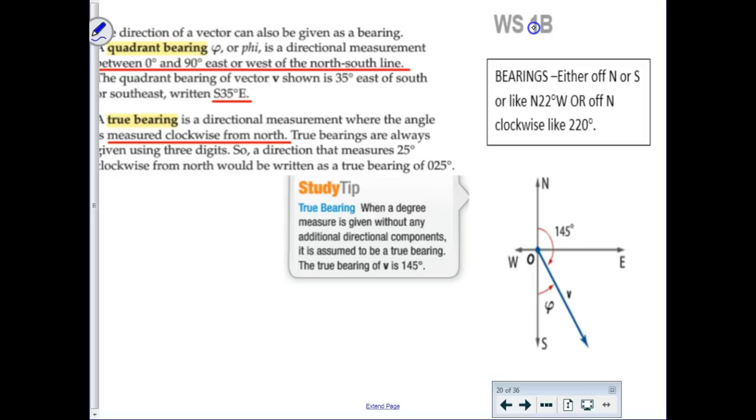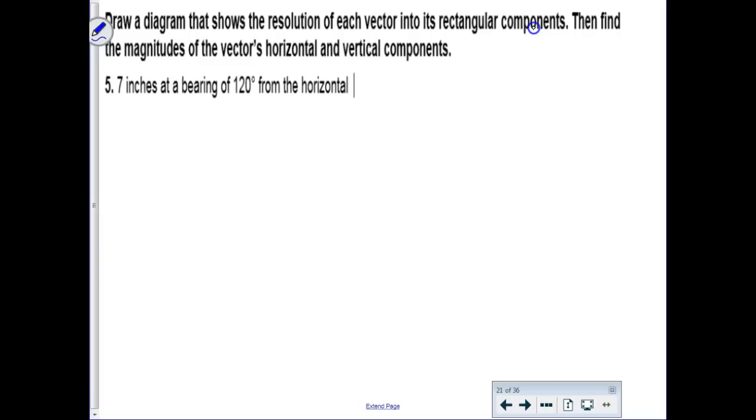We talked about that. The bearings might be a problem as far as reading the bearings. So hopefully we get some good examples of how to read bearings coming up here. Let's see if we can draw this. 7-inch at a bearing of 120 degrees from the horizontal. So, think about how you're going to interpret 120 degrees from the horizontal, and then we just have to label the vector as 7 inches.